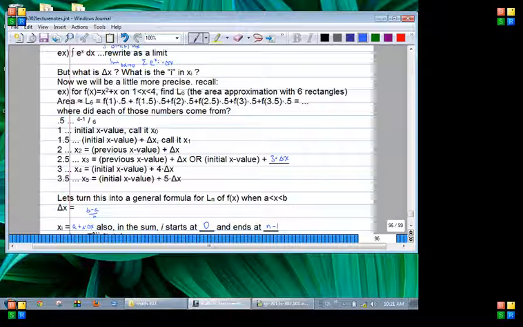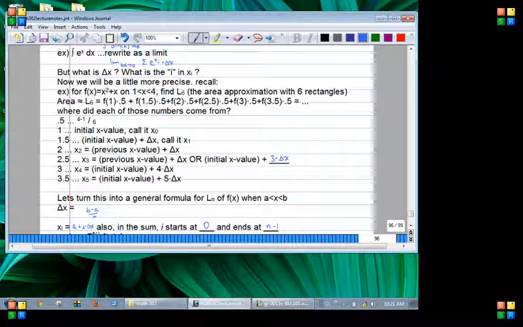Notice that normally, if you think of it in terms of rectangles, for Ln, if you want n rectangles, you'd number them 1 to n. But for technical reasons, we're numbering them from 0 to n minus 1. That still gives you n things.